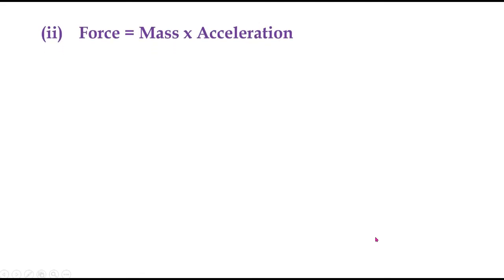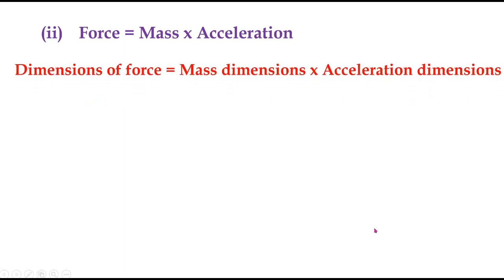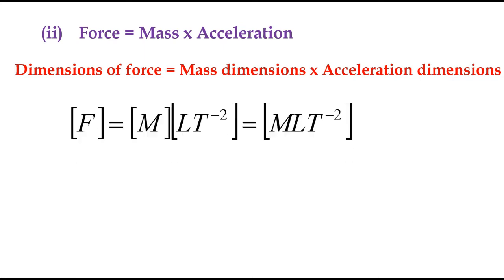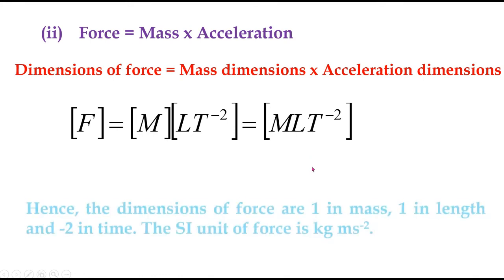Another example: force is equal to mass into acceleration. We know that F is equal to ma. So the dimensions of force equal the dimensions of mass into the dimensions of acceleration. The dimensional formula for force is mass, dimension M, into acceleration, velocity by time, LT minus 2. That equals MLT minus 2.